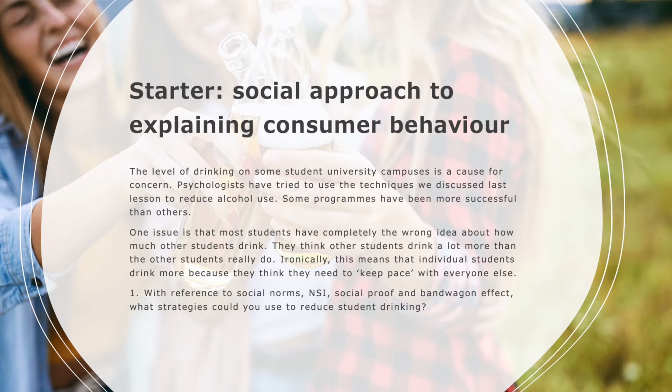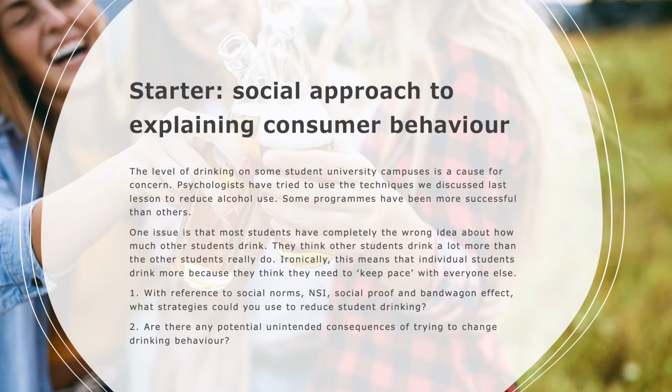So with reference to what we learned about last lesson, which is social norms, normative social influence, social proof, and the bandwagon effect, which strategies could you use to reduce student drinking? So feel free to look back into your textbooks in order to help you do this. And then also, are there any potential unintended consequences of trying to change drinking behaviour?